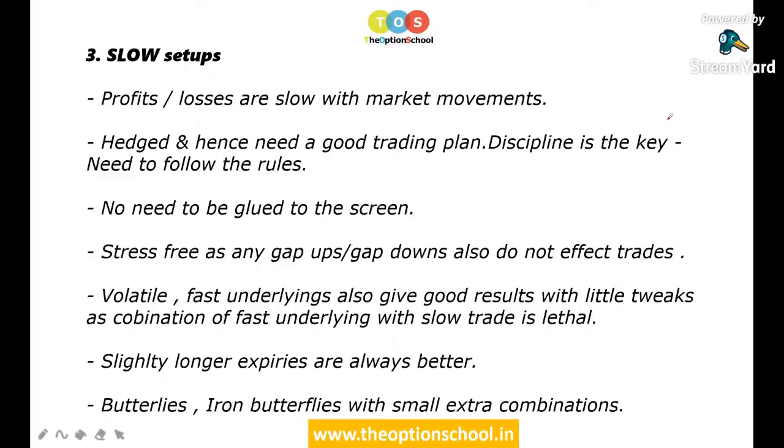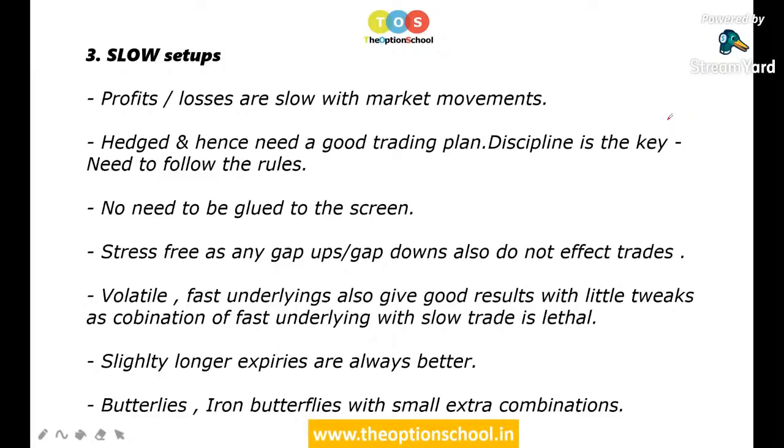So butterflies and iron butterflies are slow setups, but once you do these butterflies or iron butterflies or put butterflies, call butterflies with some small extra combinations in, let us say, a volatile underlying like Bank Nifty, then the slow setup is also a very rewarding setup, right? Only thing is we need to know this is an excellent tool. Even a gap up gap down of 500 points, 1000 points doesn't affect you much. But yes, if things remain within that range, these can be extremely profitable.